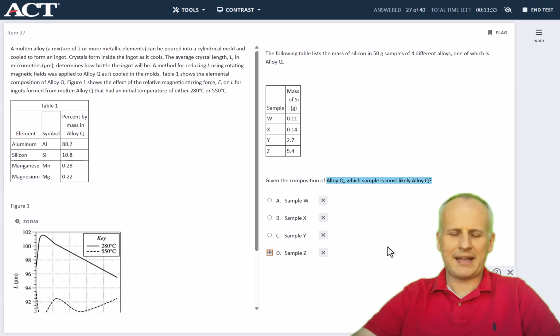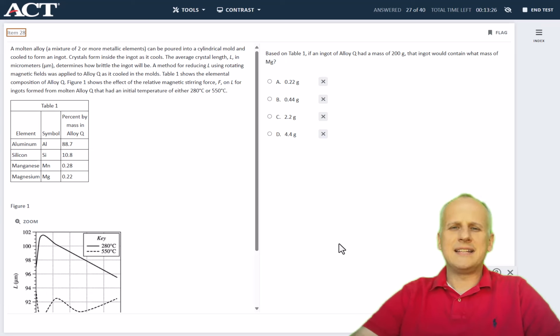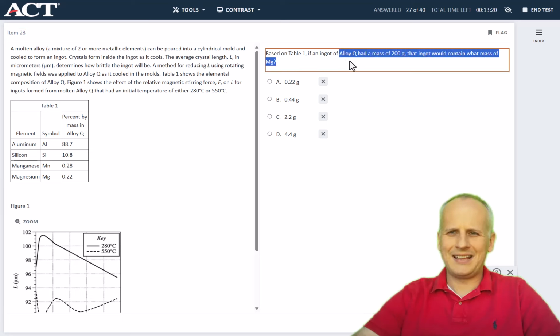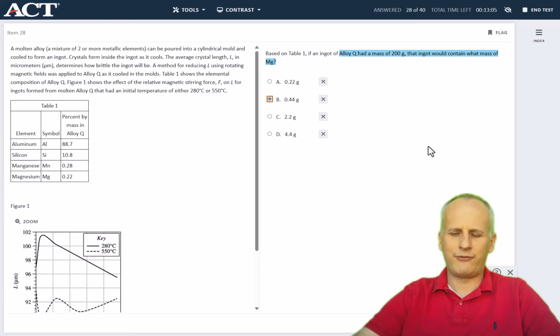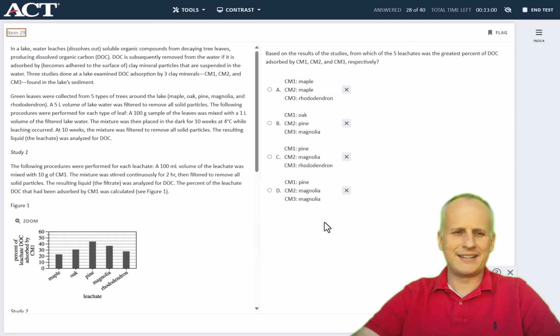Again, there is limited math that you may have to do here without a calculator, but that hopefully is not too daunting as we move on to the next question. It states, based on table 1, if an ingot of alloy Q had a mass of 200, that ingot would contain what mass of Mg, or magnesium? Well, again, percent by mass for magnesium is 0.22, so in 100 grams, you'd have 0.22 grams of magnesium. If you double that total to 200 grams, you're going to have 0.44 grams of magnesium in that ingot of alloy Q.